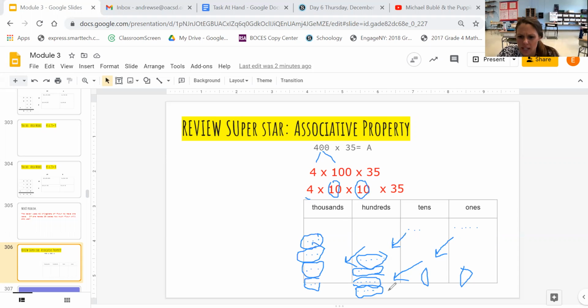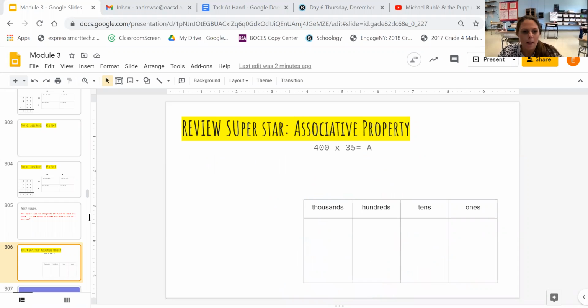Oh, I can't fit 20 in there. So I put my 0, regroup my 2. 3, 6, 9, 12. Plus 2 is 14. Regroup my 1. For a value of A, you should have had 14,000 is your value of A. So thank you for those that took the challenge and pushed themselves to the next level. I'm really proud of you for taking a risk.